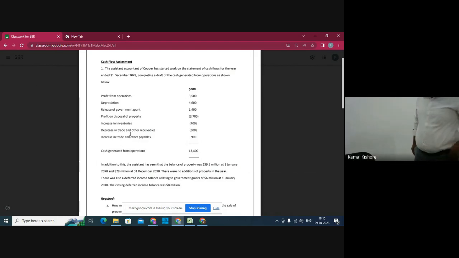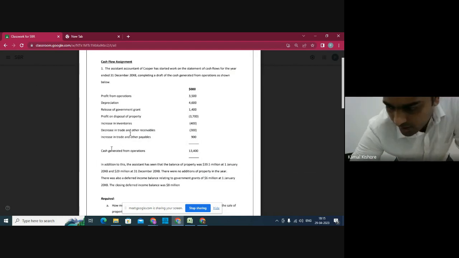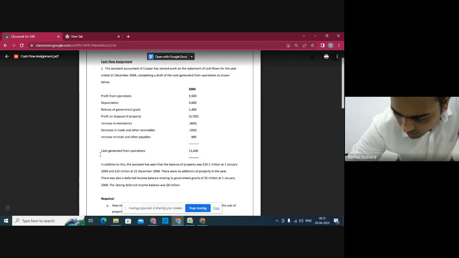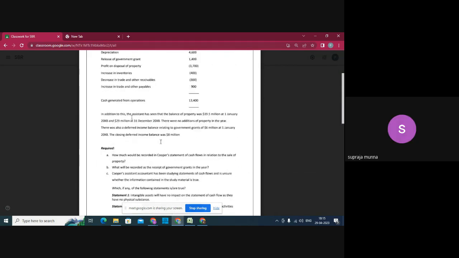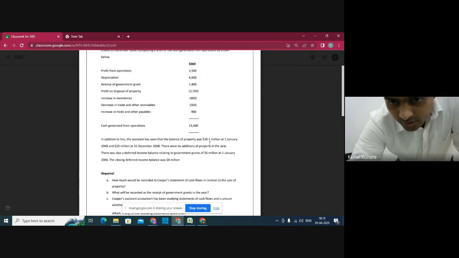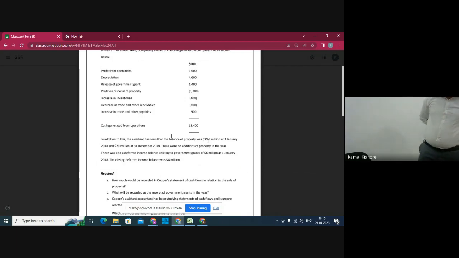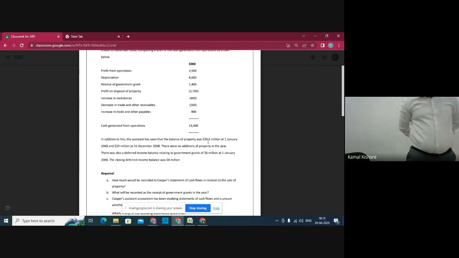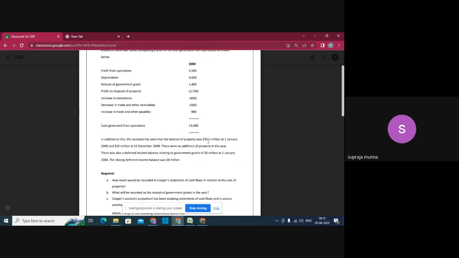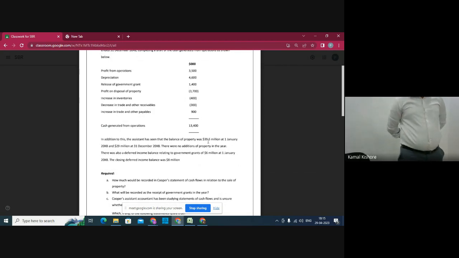Okay, now they're also giving some additional information. Here we are going to talk about accounting basics. The balance of property was 39.5 million, opening balance, and closing balance is 29 million. There are no additions of property, but we know that there has been deletion. So out of this, you have to find out for how much the property was sold. Can you tell me the number quickly?